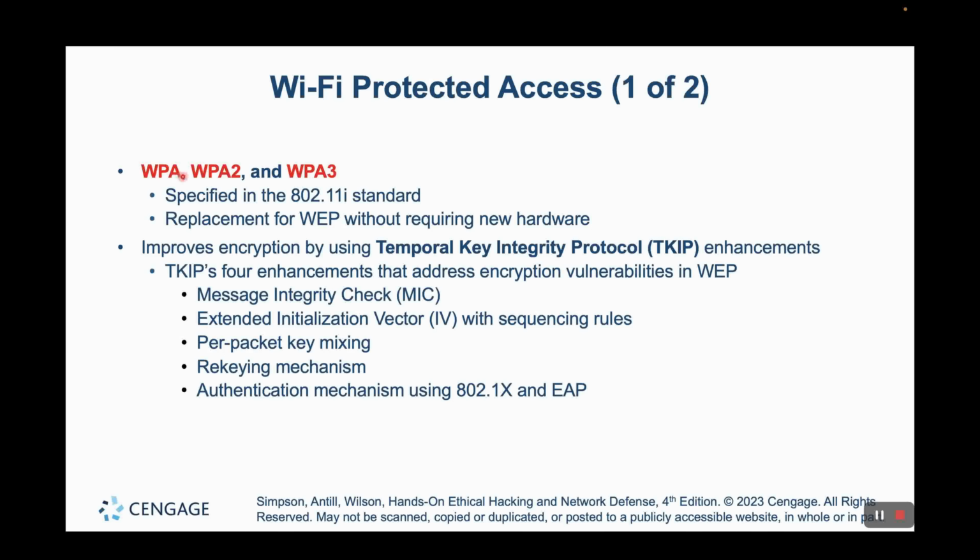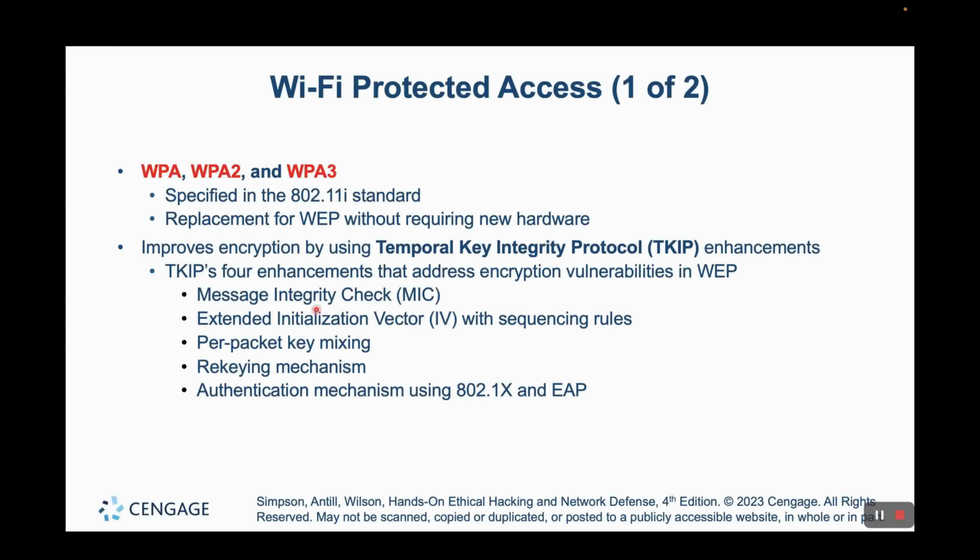Now, here we have WPA, WPA2, and WPA3. This is part of the 802.11i standard. It's a replacement for WEP without requiring new hardware, and that's important. Now, it improves encryption by using the Temporal Key Integrity Protocol, TKIP, enhancements. These are basically the enhancements that address encryption vulnerabilities in WEP.